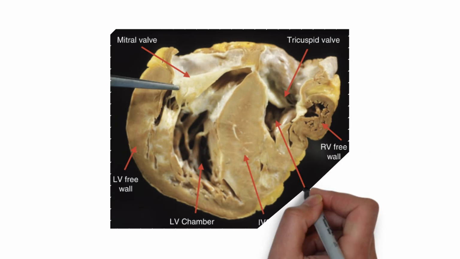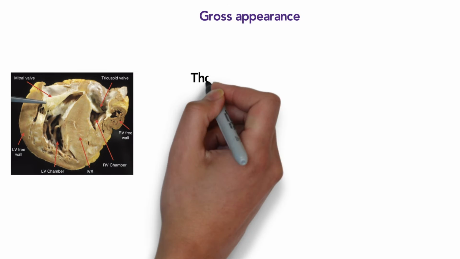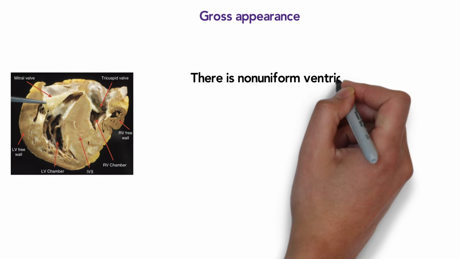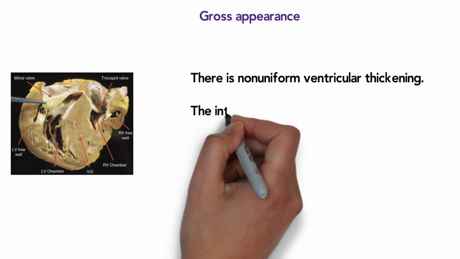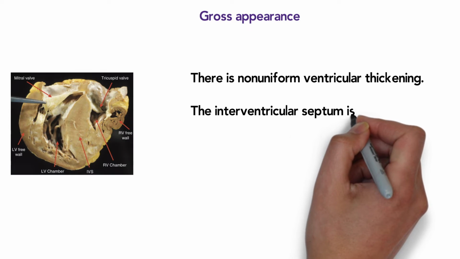Gross appearance. There is non-uniform ventricular thickening. The interventricular septum is the typical location of maximal hypertrophy.